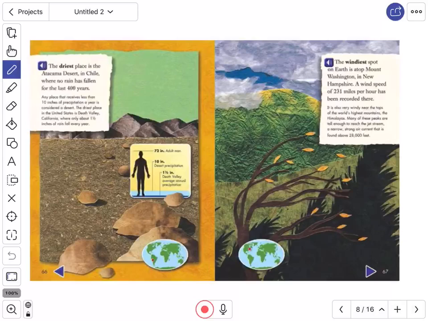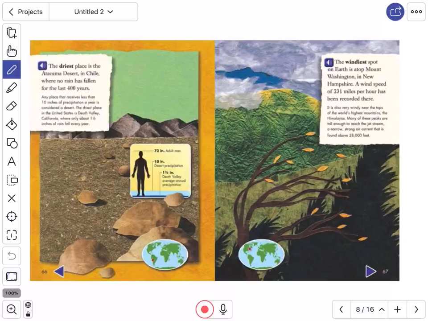The driest place is the Atacama Desert in Chile, where no rain has fallen for the last 400 years. Any place that receives less than 10 inches of precipitation a year is considered a desert. The driest place in the United States is Death Valley, California, where only about 1.5 inches of rain fall every year.